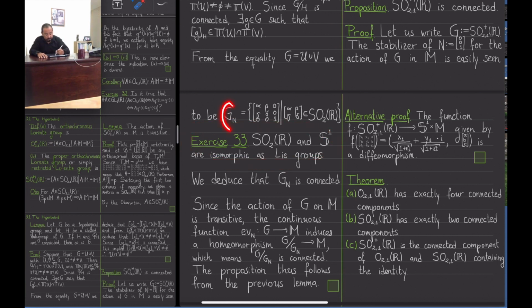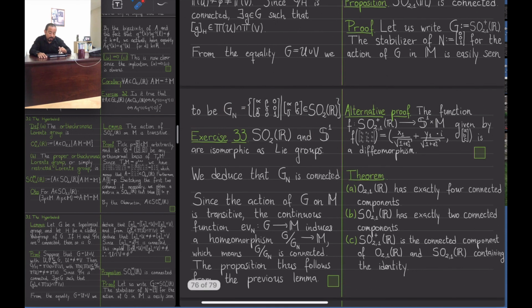So it's connected, because this one is connected. And on the other hand, since the action of G on M is continuous, the space of left cosets of these stabilizers is homeomorphic, and actually I could say diffeomorphic, to M, which means that this one is connected, because it's homeomorphic to this one, which is obviously connected. So G is connected, by the previous lemma.